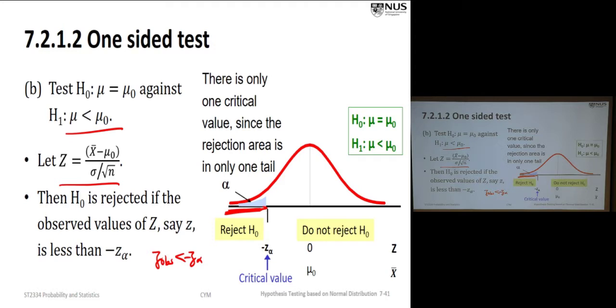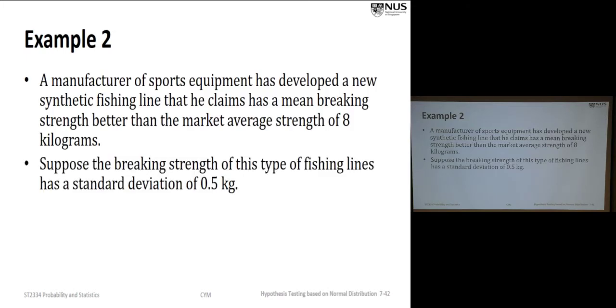Okay, so we reject if your test statistic value falls in this region. Here's an example.